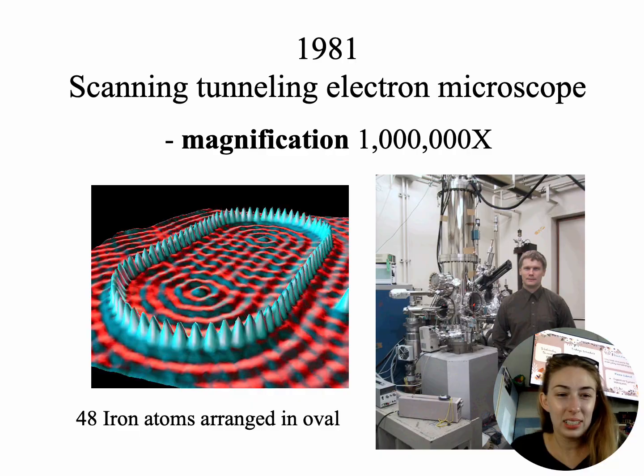So cool. And then this right here, this is a new microscope that was more recently made. This was in 1981. This was when the scanning tunneling electron microscope was formed. It had a magnification of up to 1,000,000. And so this allowed us to see the atomic level. So here in this picture, this is showing 48 iron atoms arranged in an oval. So this really opened our eyes into more cell discovery.